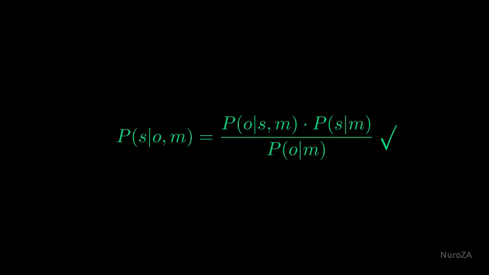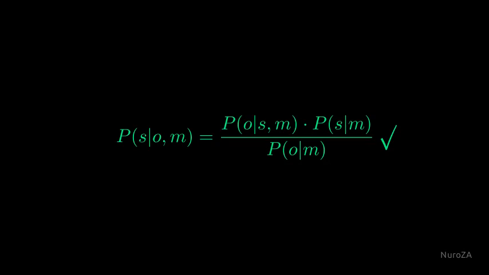Notice that P of M appears in both the numerator and denominator. These cancel out perfectly. After cancellation, we're left with P of S given O and M equals P of O given S and M times P of S given M, all divided by P of O given M. And there we have it. This is exactly the equation from the active inference paper.